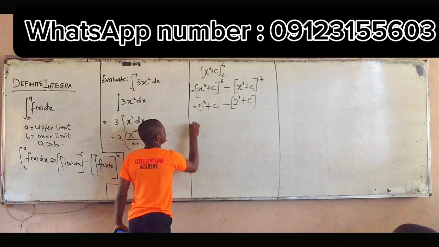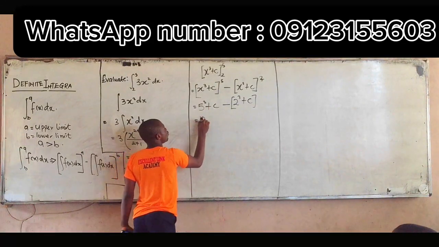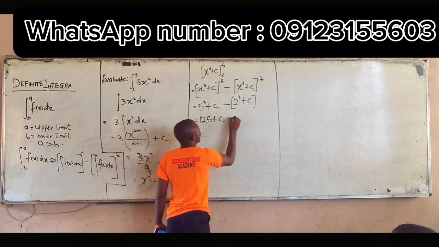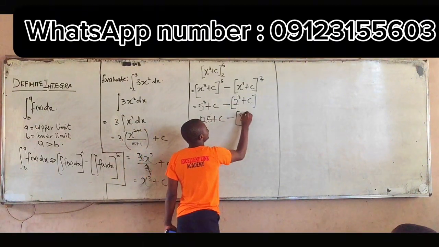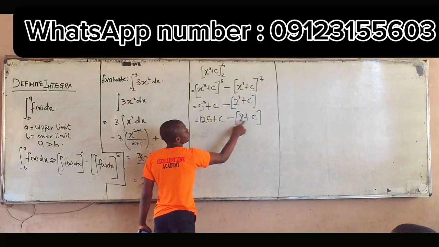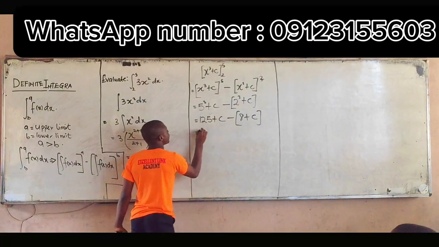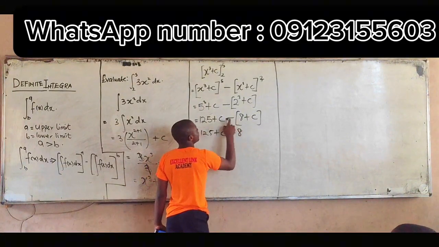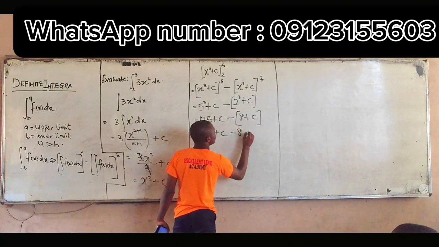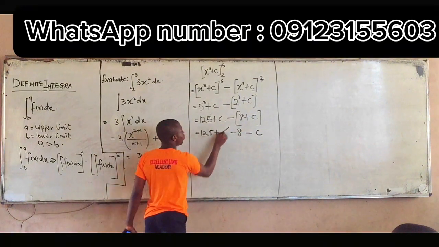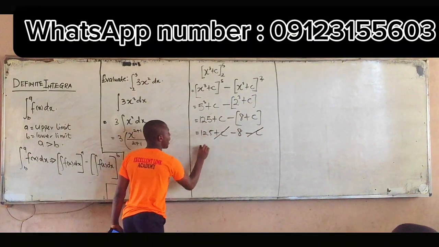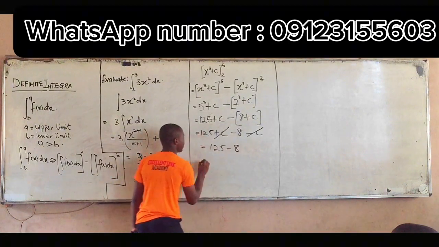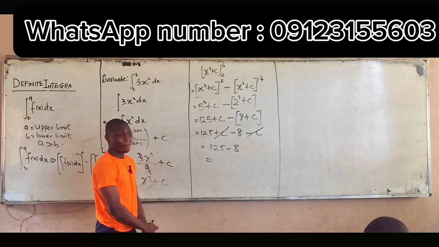So what's 5 cubed? 125 plus c, minus 8 plus c. Expand this bracket using minus: I'll have 125 plus c, minus times 8 is minus 8, minus times plus c is minus c. Of course, plus c cancels minus c. So it's 125 minus 8. Please give me an answer.